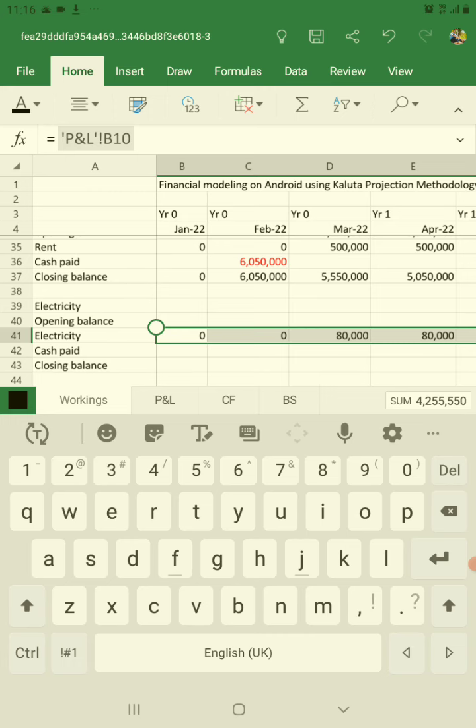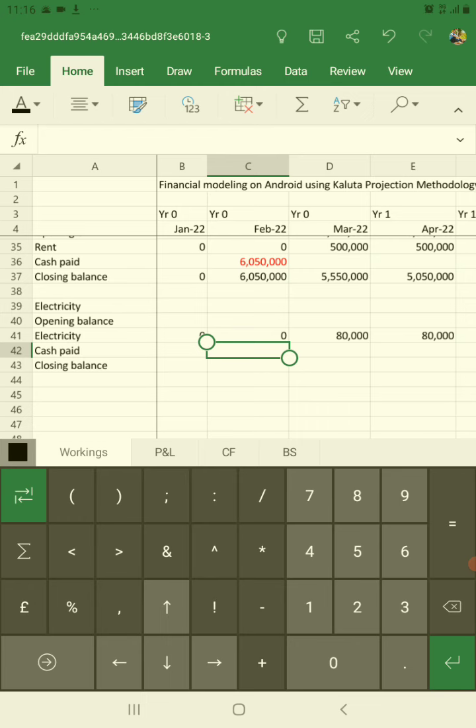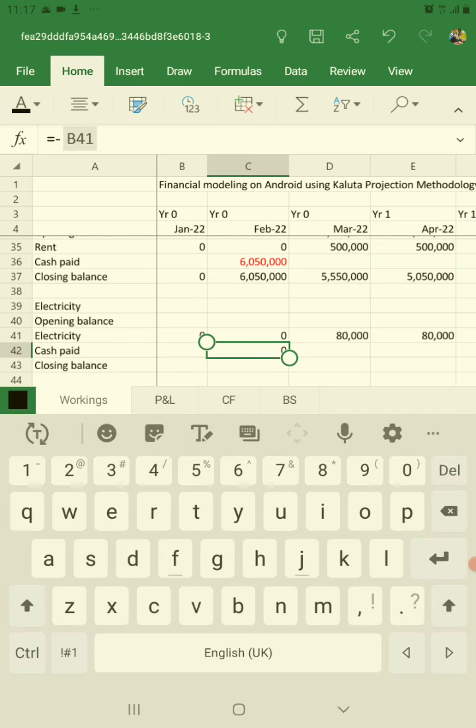And then cash paid, as I said, the electricity consumed in the previous month will be paid in this month. So I put an equal sign in February and pick the figure for, but before I pick, let me start with negative, because cash paid is drawing cash out of the business. So I start with negative and then pick electricity for the previous month, that is January, and then enter. And this formula is going to be true throughout, so I just fill this to the rest of our projection period.